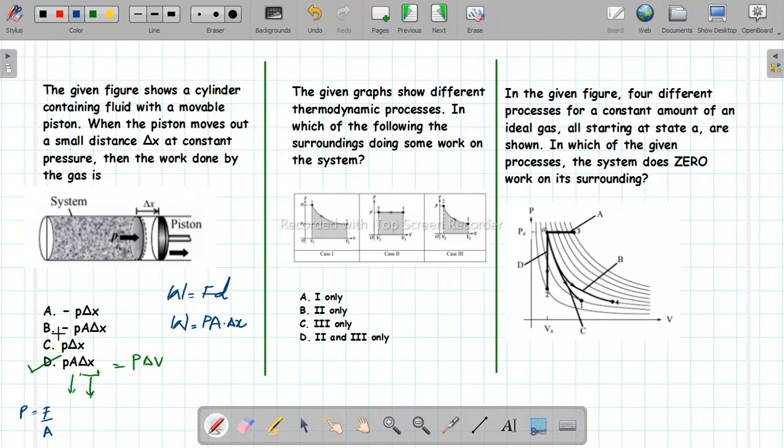This work done could never be negative because this is the work done by the system. And we just discussed the convention that if work is done on the system by the surrounding, then we'll take this work as negative.